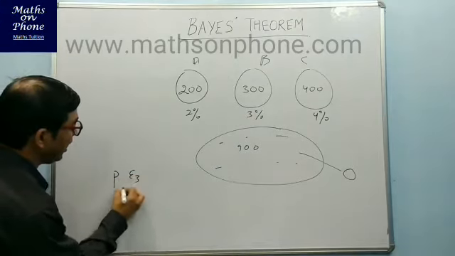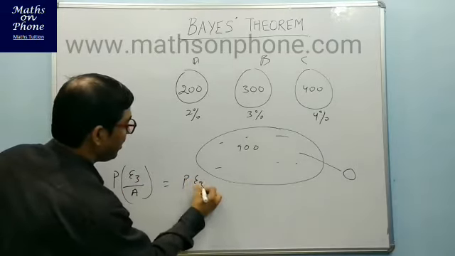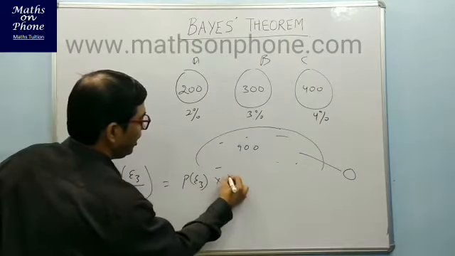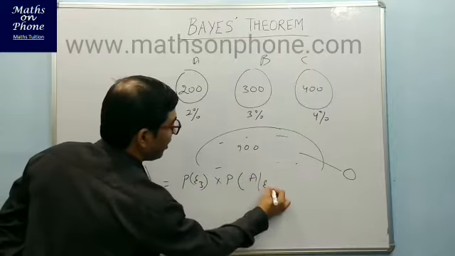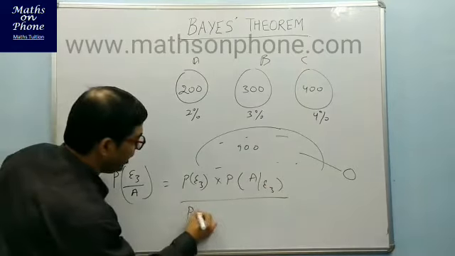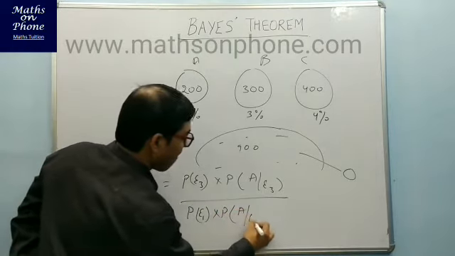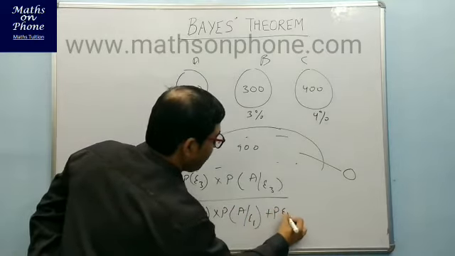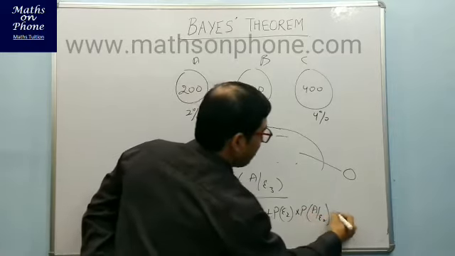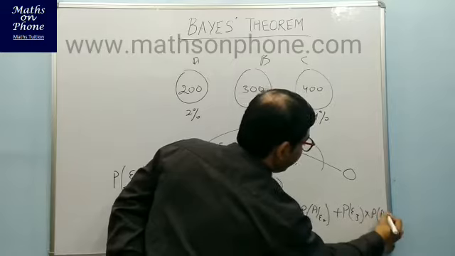P(E3 by A) is equal to P(E3). Very easy to remember. I am just writing. You just see the pattern into P(A by E3) divided by total. Total means P(E1) into P(A by E1) plus P(E2) into P(A by E2) plus P(E3) into P(A by E3).